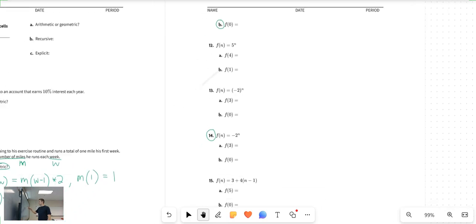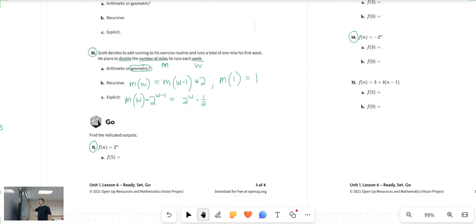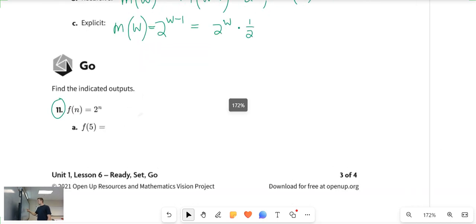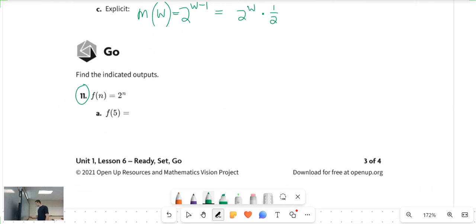Here we go. Oh, no, we're not. Did I miss something? Here we go. Down here, find the indicated outputs. All right, so for number 11, we're using the function 2 to the n, and our first input is 5, which means we need to figure out what is 2 to the 5th. Oh, it's really not writing it. There we go, 2 to the 5th.